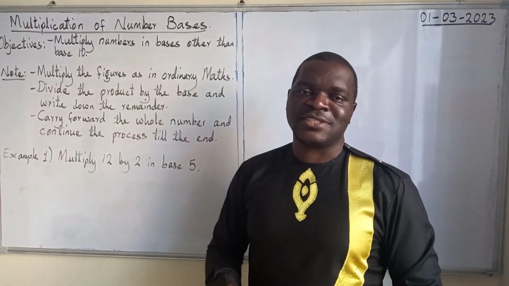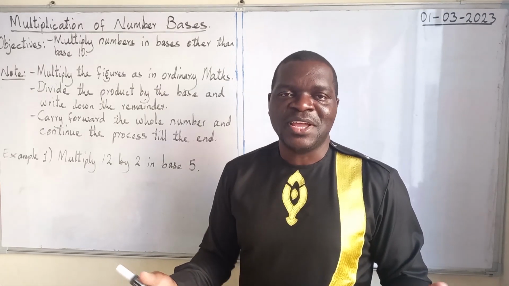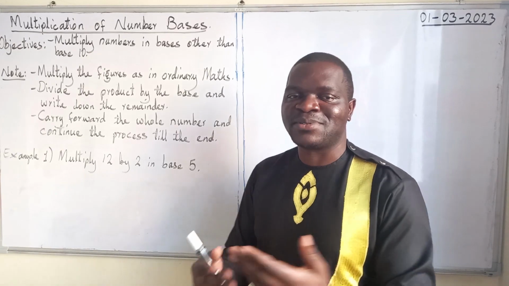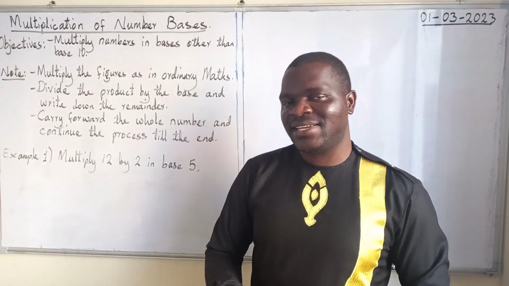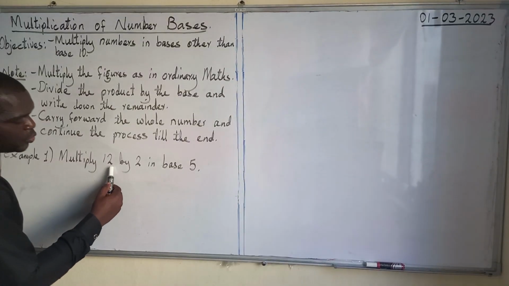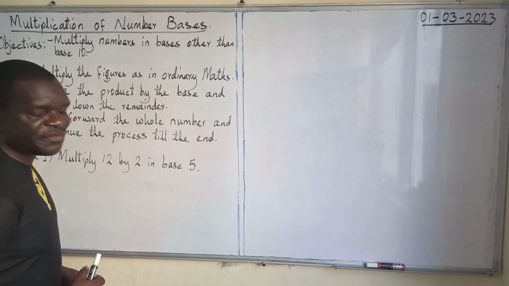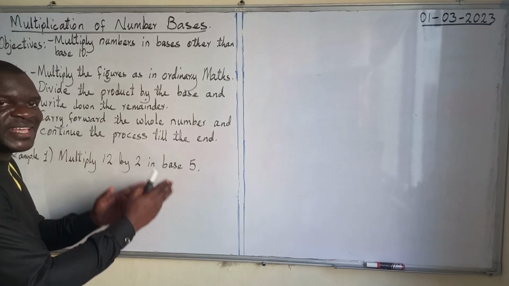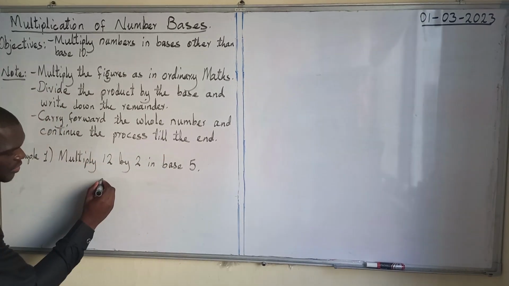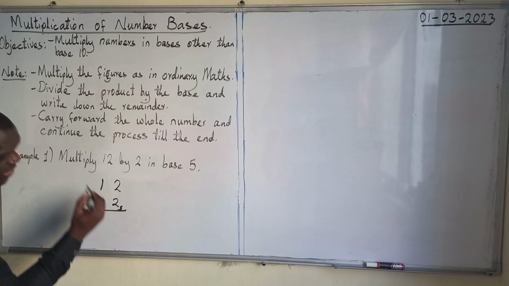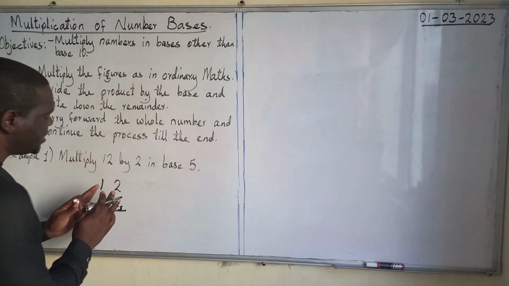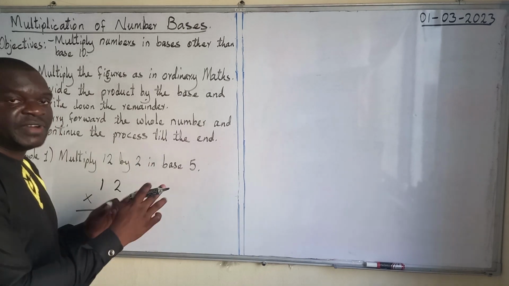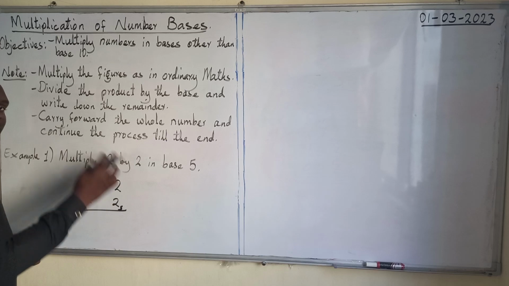With this explanation, sometimes it seems difficult, but how do we get this clear? It is through examples. Let's solve the first example to see how exactly we can carry this out. Multiply 12 by 2 in base 5. Our operation here is not in base 10. We are going to multiply in base 5. So how do we do this? You write it down. Remember, you are operating in base 5, and if any product you have is more than 5, you divide by 5, write the remainder and carry forward the whole number.